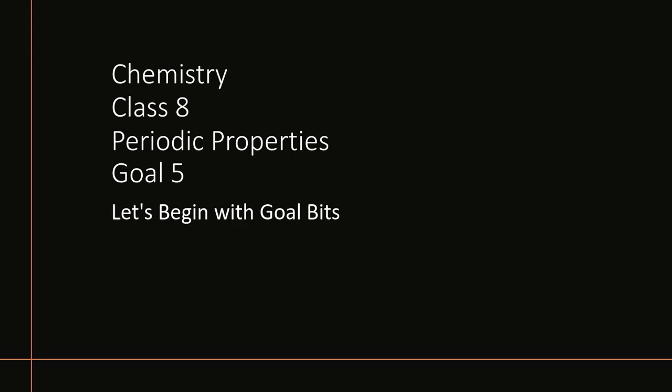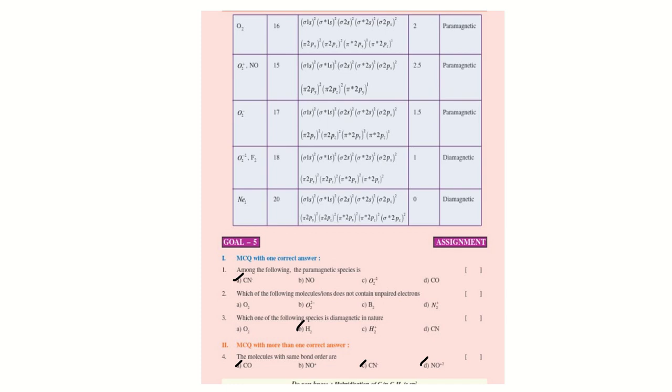Today we are looking at chemistry class 8 periodic properties, gold 5. So let's begin with gold bits. Assignment bits: among the following, the paramagnetic species is CN minus. The second one we'll discuss later. Third one, which among the following is diamagnetic in nature? It is H2, and more than one correct answer. The molecules with the same bond order are A, C, D, that is CO, CN minus and NO minus 2.